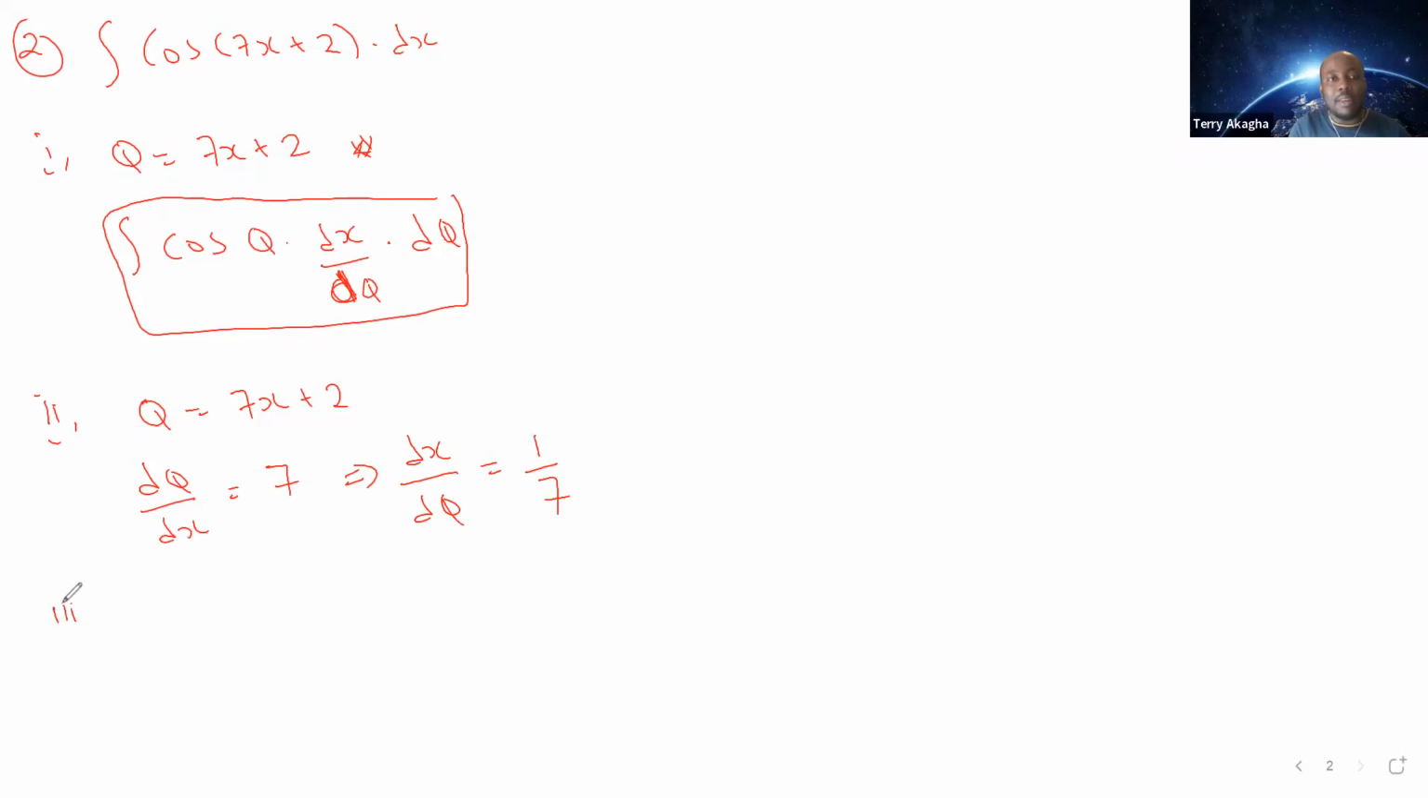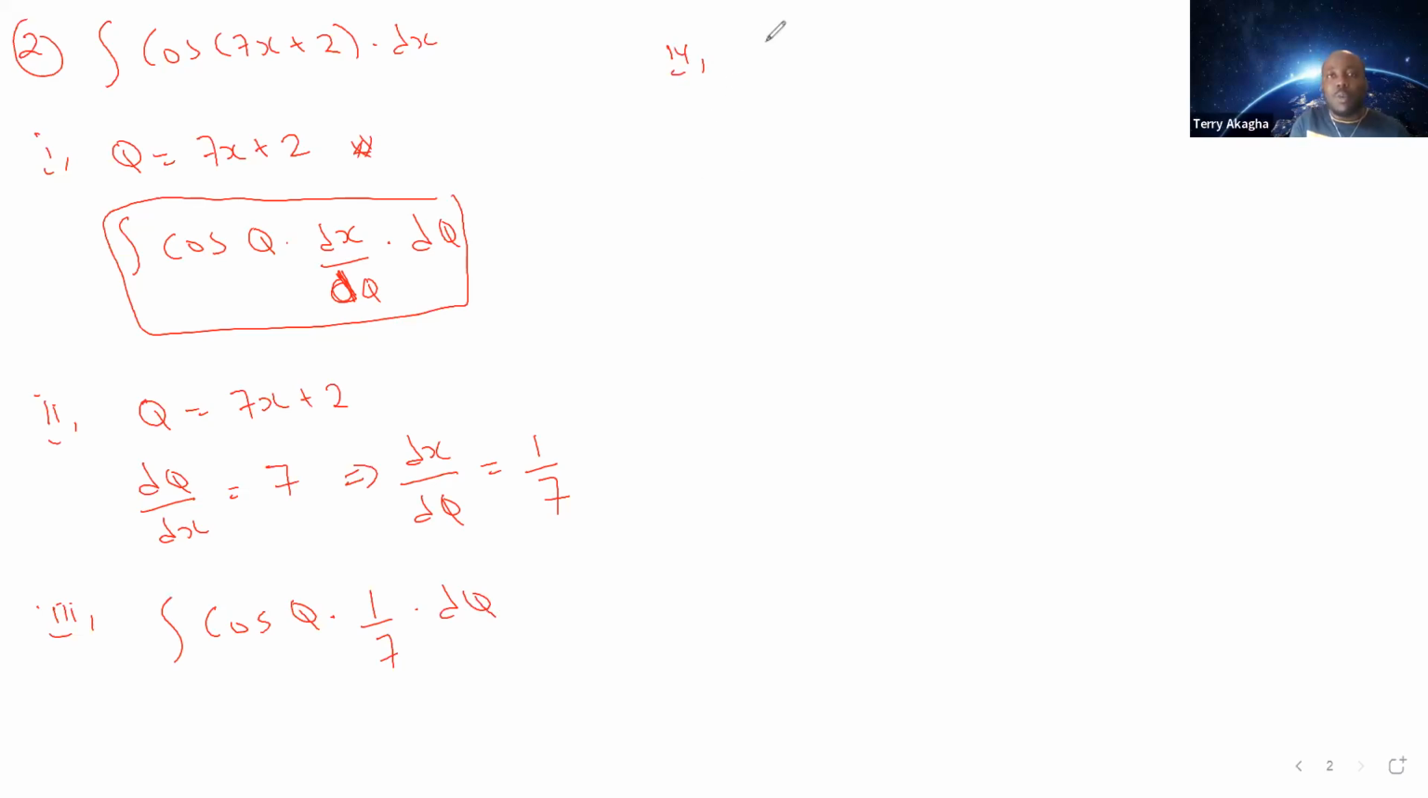Now, what's the third step? The third step then is that we have to what? Replace all the variables back into the equation. So we know this, so we're integrating cos q, so that means we have cos q dot dx over dq, which is now 1 over 7 dq. Now the fourth step, okay? We're done with that. We then have to what? Integrate and add c, okay?